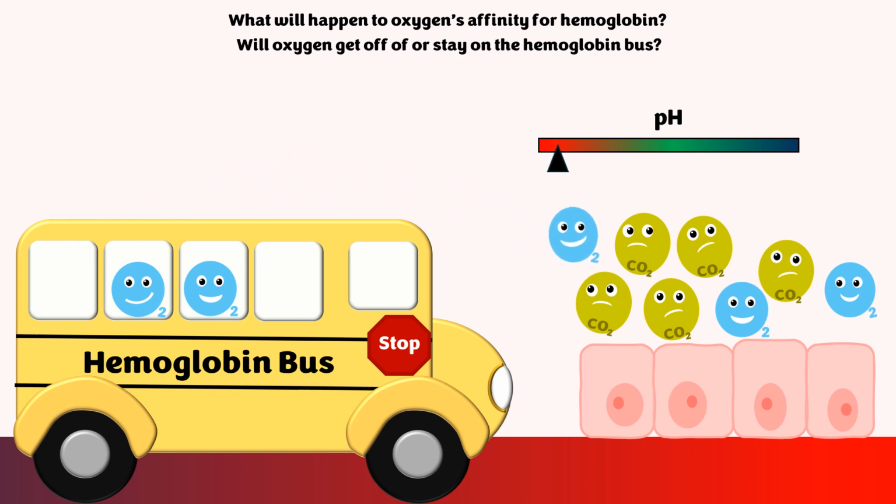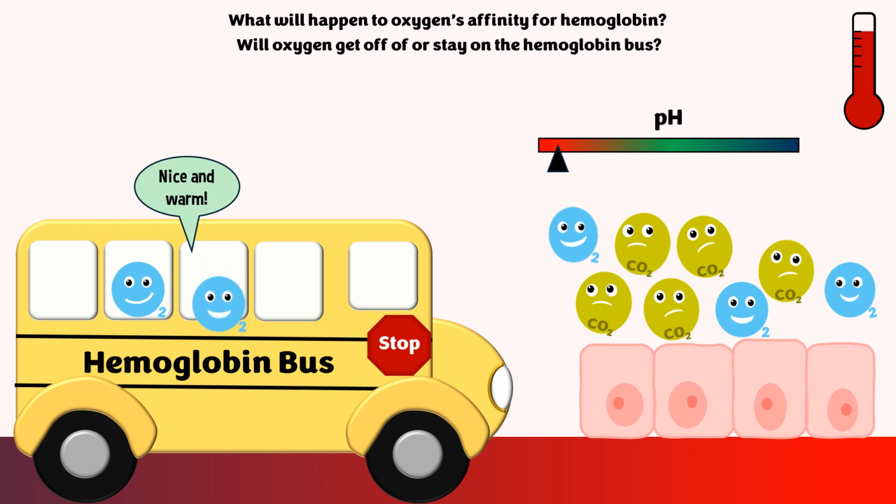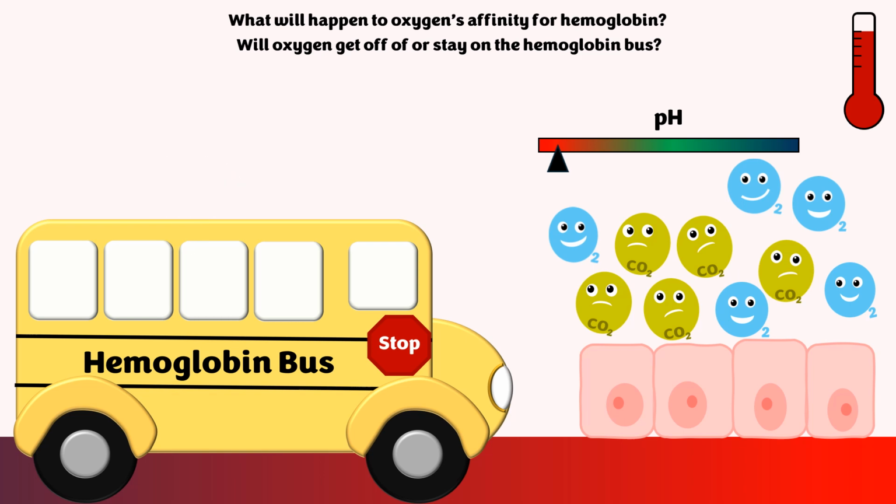The third thing that the oxygen molecules on the hemoglobin bus are going to be looking at is temperature. And here the temperature is going to be slightly elevated, and that is going to be another indicator for the oxygen molecules to get off the hemoglobin bus, and so they do. So again, taking a look at these factors, it helps us to understand the why behind them.